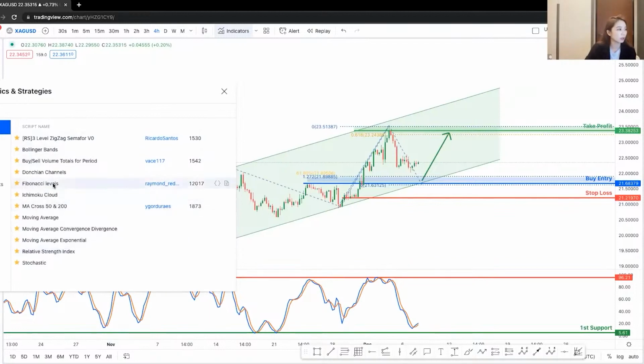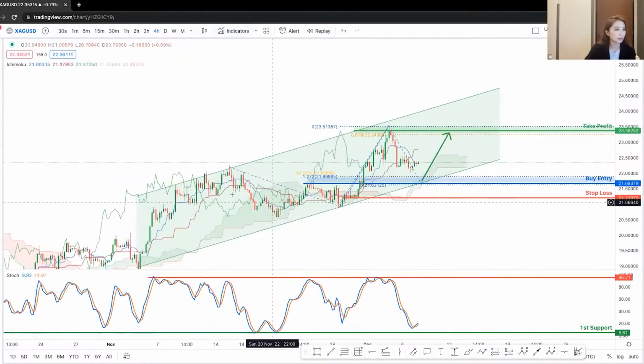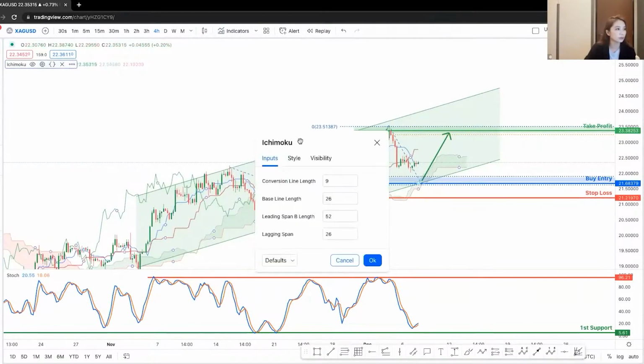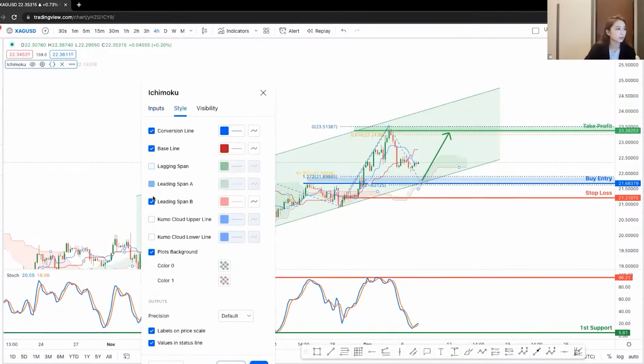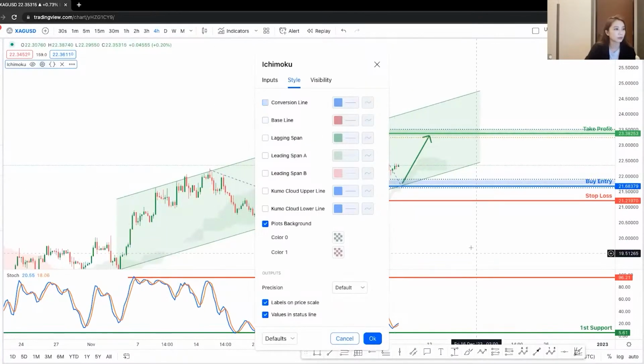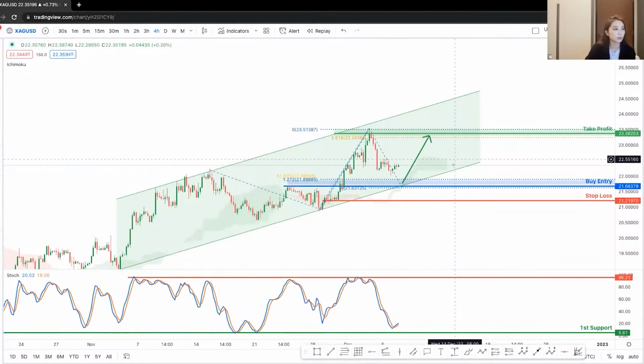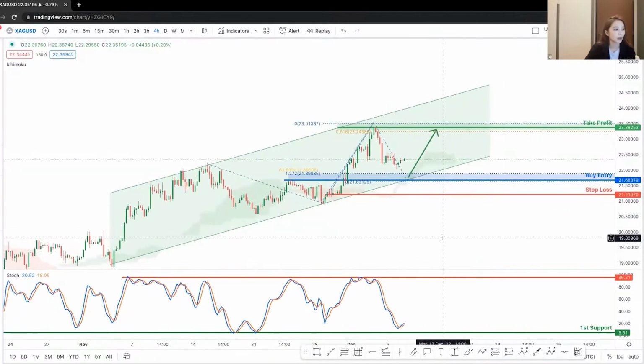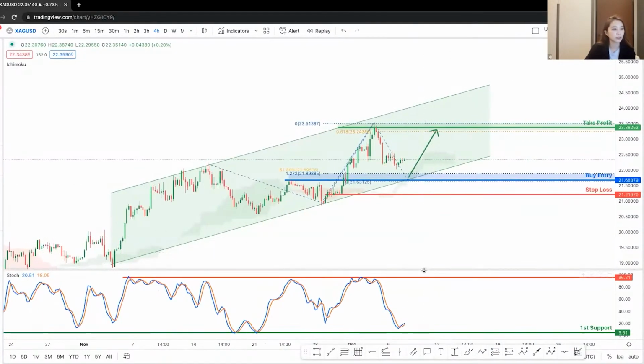Okay, I am looking at this as well, Ichimoku cloud, the way the lagging span. So you can see that price is actually above the cloud and we are indicating an upward movement momentum. All right, this is our silver for today.